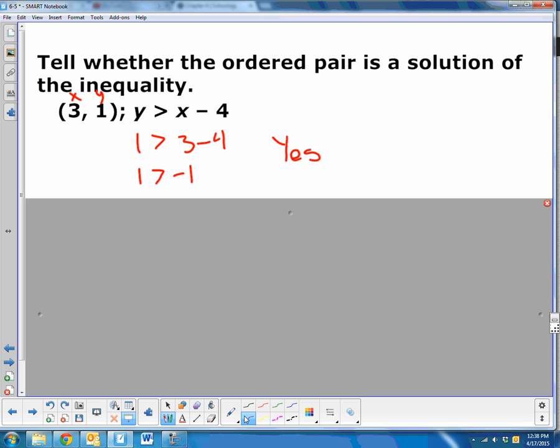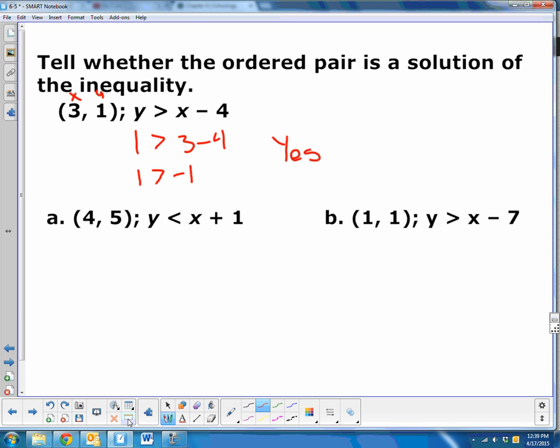Now, they could have picked a different one. Let's say instead of y being 1, y was 2. Is that a solution? Yeah, 2 is greater than negative 1. How about if y was 3? Yeah, 3 is greater than negative 1. Y could have been 4. So there's lots of different solutions. There's an infinite number of correct solutions to this, and they just pick one and are asking, is this one a solution? And yes, it is.